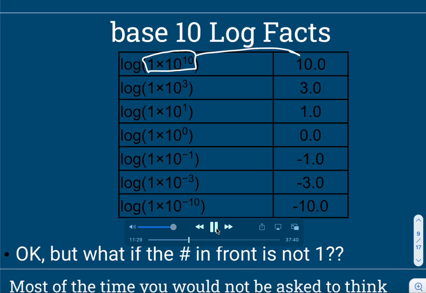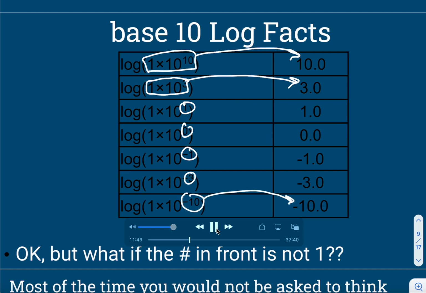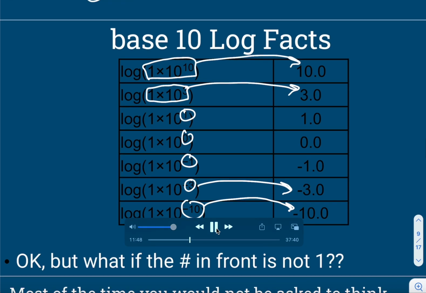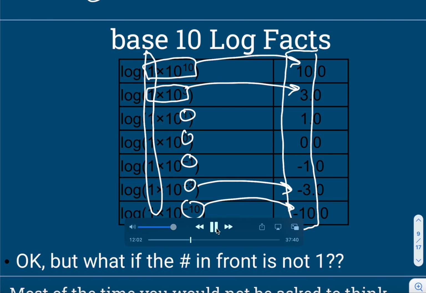If you log that, you get 10. So same thing here, 1 times 10 to the third, you get 3. So whatever the exponent is, that's the number you are getting. Okay? So that's easy. If the number in front, like right here, these are all ones. Very easy to do. Okay? The exponent always relates to the number before the decimal point when you log something, okay? So the exponent of scientific notation always relates to the number before the decimal point.